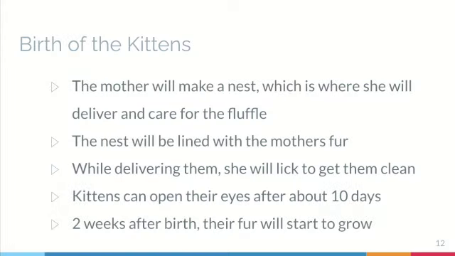Birth of the kittens. Kittens is another word for a baby rabbit. The mother will make a nest, which is where she will deliver and care for the fluffle, which is a group of baby rabbits. The nest is lined with the mother's fur, and while the mother is delivering them, she will lick them to get them clean. Kittens can open their eyes after about 10 days, and then 2 weeks after birth, their fur will start to grow in.